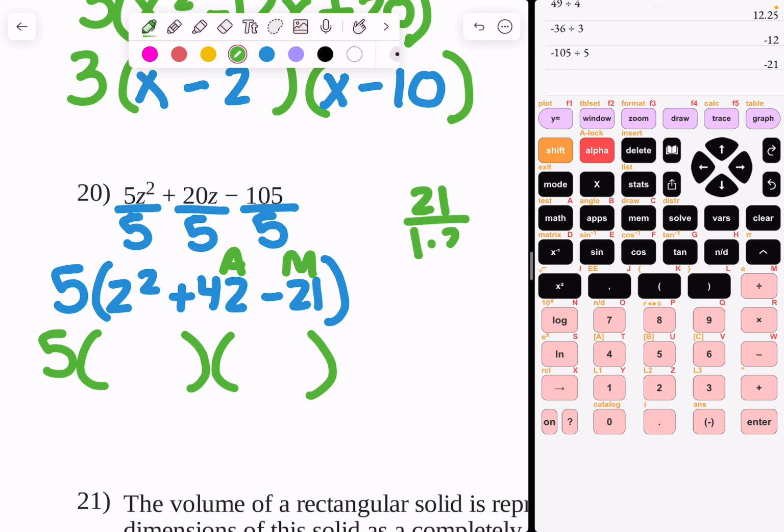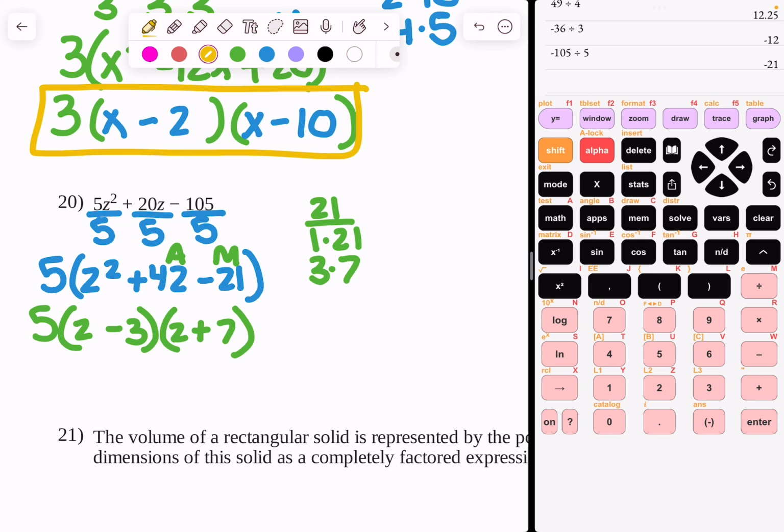21 could be 1 and 21 or 3 and 7. Hey, 3 and 7 would end up equaling 4, but I need a positive 4. So that means that I have a positive 7 minus 3. Good.